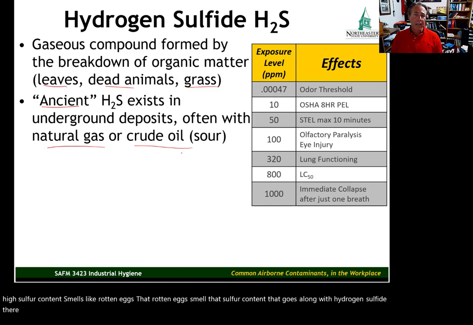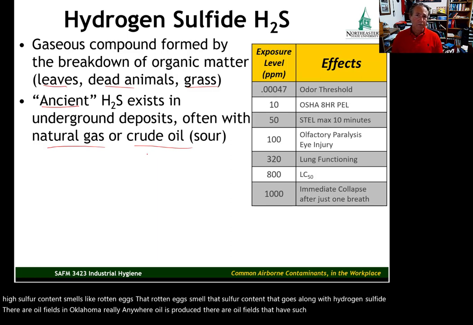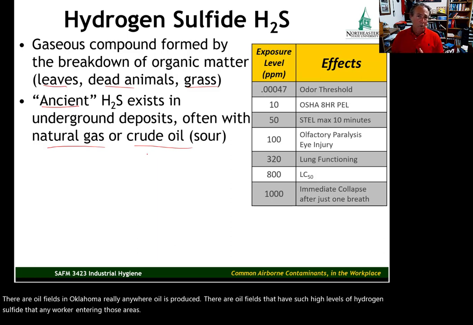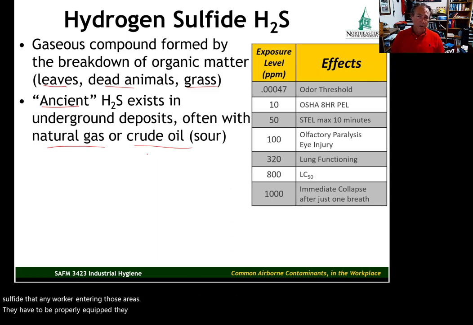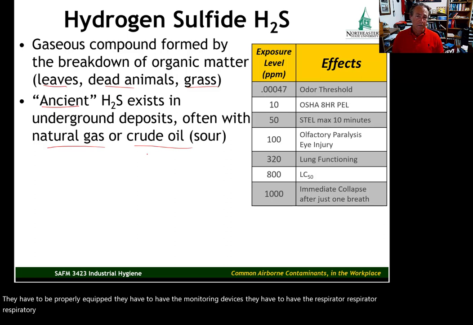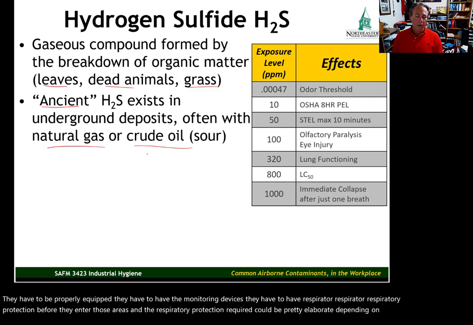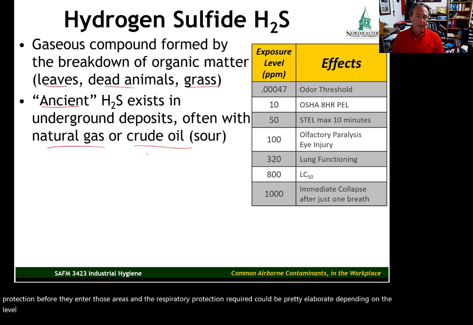There are oil fields in Oklahoma. Really, anywhere oil is produced, there are oil fields that have such high levels of hydrogen sulfide that any worker entering those areas has to be properly equipped. They have to have the monitoring devices. They have to have the respiratory protection before they enter those areas. And the respiratory protection required could be pretty elaborate depending on the level of exposure, the level of concentration in these areas.